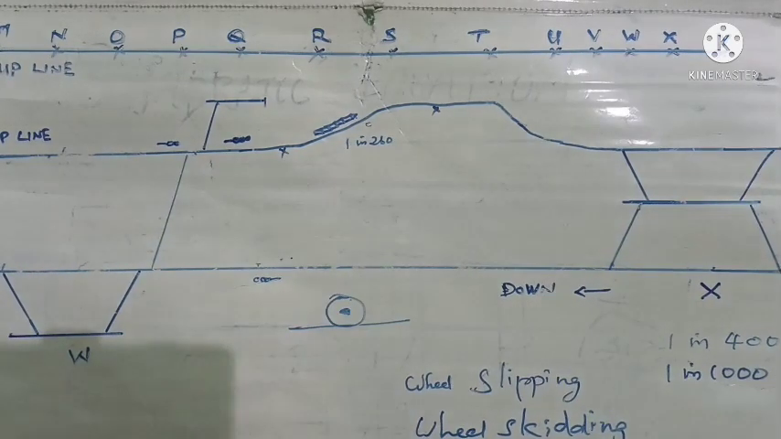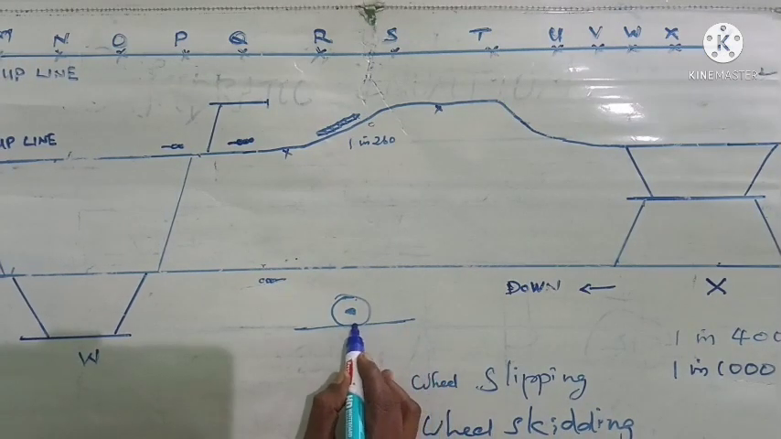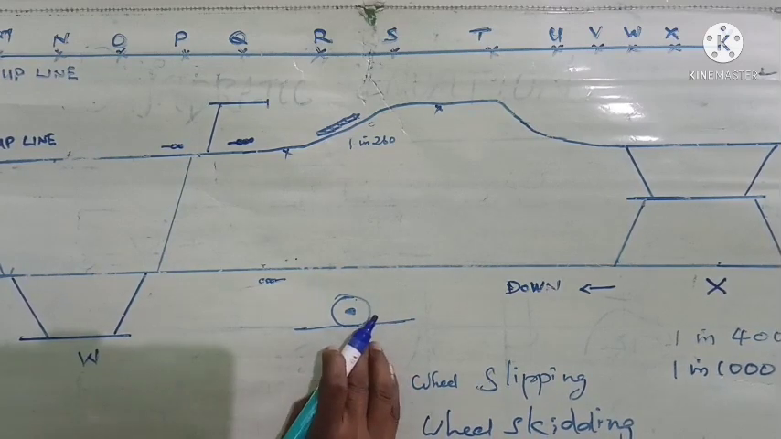When wheel skidding is there, a pair of wheels will not move, whereas other wheels will move. So the train will move forward, but a pair of wheels will remain static without rotating. When it is hauled along this track, the portion which is touching the rail will be worn out. So this wheel will develop a flat portion here.